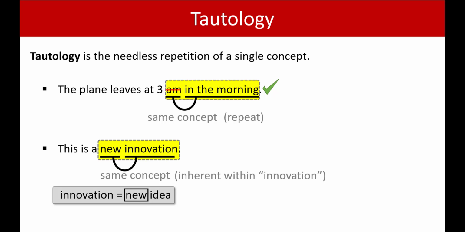This would be new new idea, which is a mistake. This sentence can be corrected by crossing the word new out. You cannot cross the word innovation out. That is how it is different from the top example, where the concepts were repeated. The idea that a word is inherent in another is how most tautologies work. Let's look at some other examples.